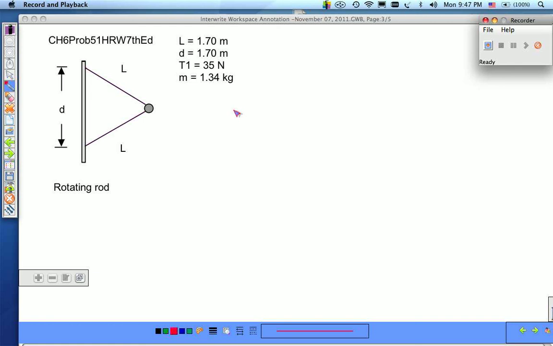Hello, tonight we're going to solve problem 51, chapter 6, Halliday, Resnick, Walker's 7th edition, Fundamentals of Physics. Now here we have a mass orbiting about a rod. If you're reading the problem, these are the givens and there are several unknowns, parts A through D. So let's start out with part A.